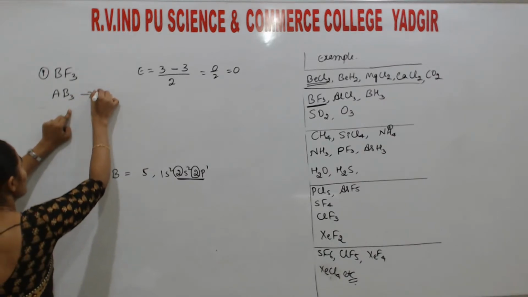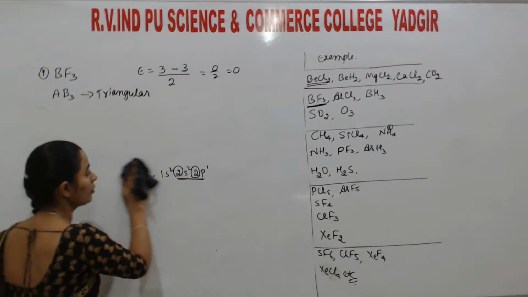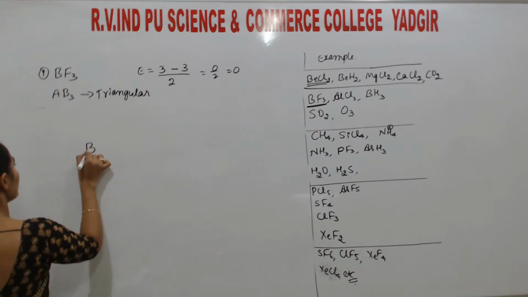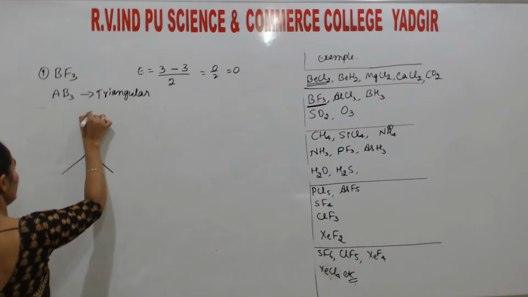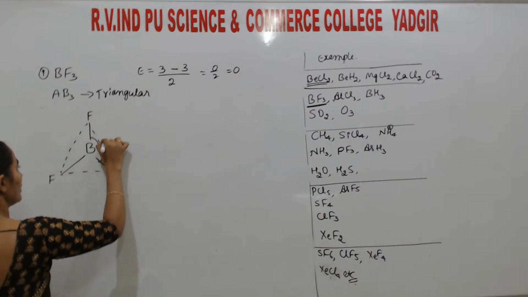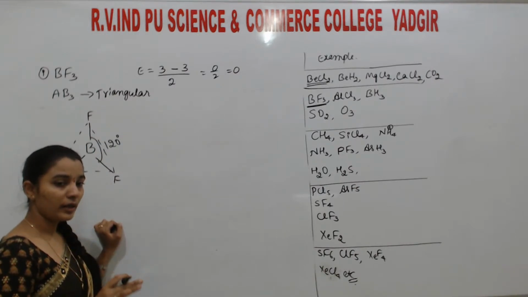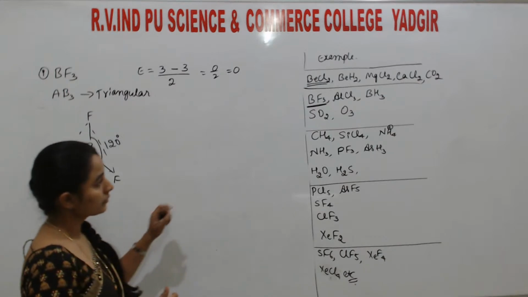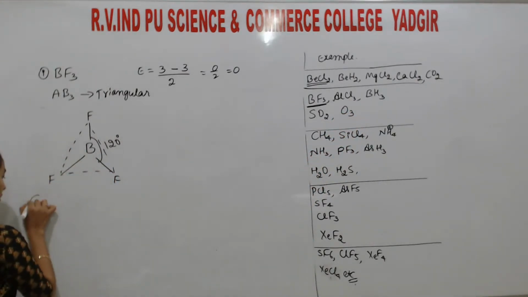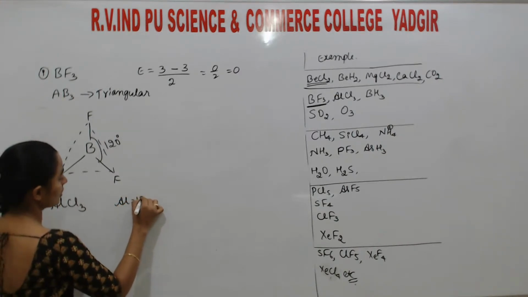If it is AB3 type, the shape of the molecule is triangular or trigonal planar. Triangular or trigonal planar. Next, in the place of B, this is there, this is the structure and the bond angle between them is 120 degree. Later I will explain what is bond length, bond order, bond angle, everything. Just remember this. Next, this one, AlCl3. So students, here I take the second example. AlCl3. So aluminium atomic number is 13.